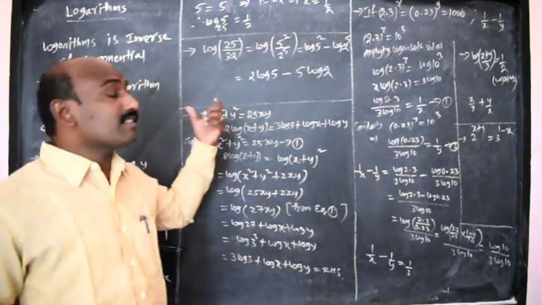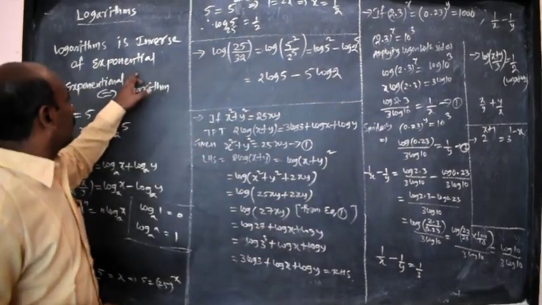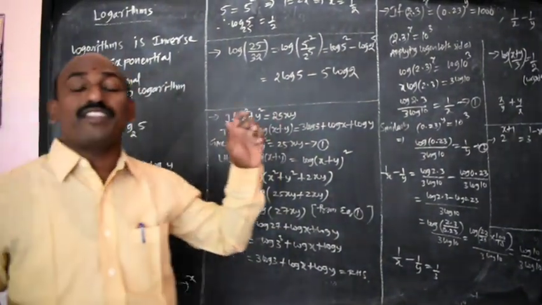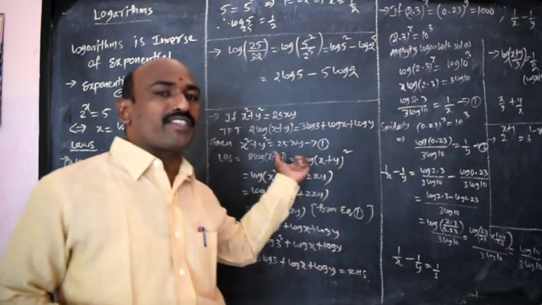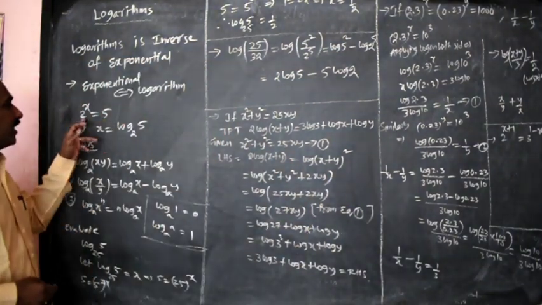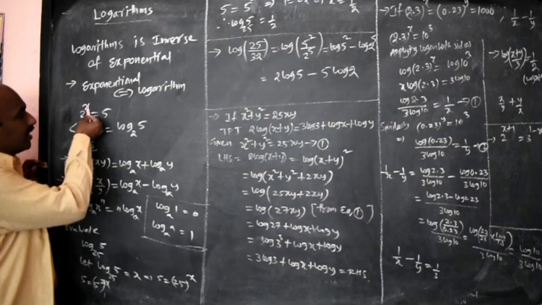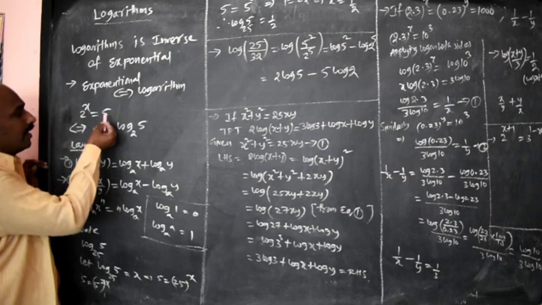The next concept is logarithms. Logarithm is nothing but inverse of exponential. We can convert exponential into logarithm, logarithm into exponential. Like this one example, 2 power x equal to 5. Here 2 is a base and x is an index, or we can say power, and a 5.